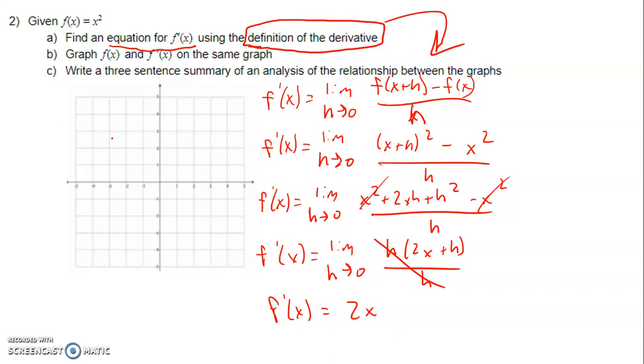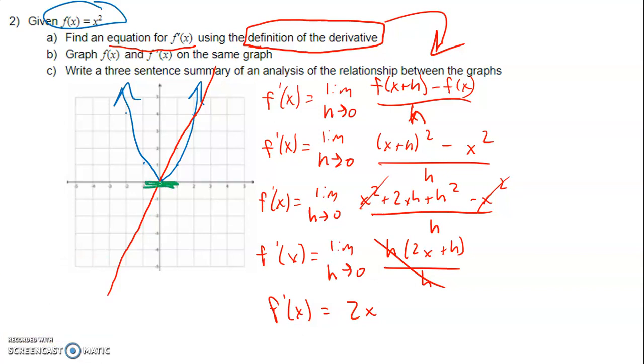All right, so f of x, let's do in blue. So f of x is x squared: 0, 0, 1, 1, 2, 4, negative 1, 1, negative 2, 4. So there's x squared. F prime of x, which was 2x, would be a linear function. And the main things you want to be noticing here is when the original function flattens out here, the derivative is equal to 0.